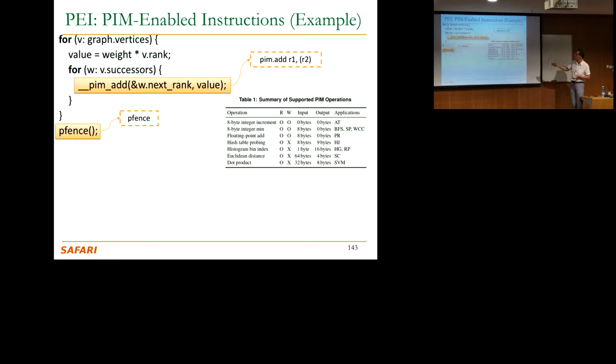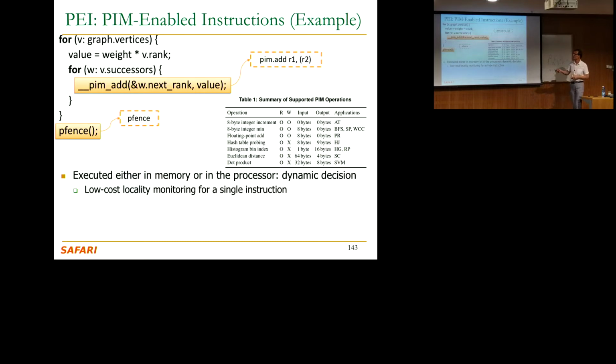So different applications require, based on our analysis, different types of instructions. So it's good to have a flexible logic layer that can implement this. And of course, this is not a comprehensive set, right? If you come up with some other application that can benefit, you can put it over there. And these are executed either in the memory or in the processor. It's a dynamic decision. There's low-cost locality monitoring for a single instruction.